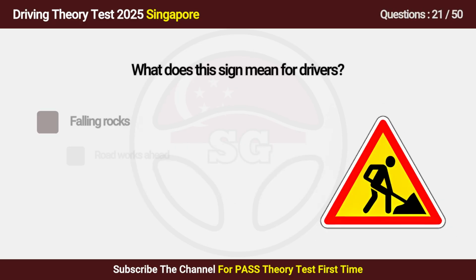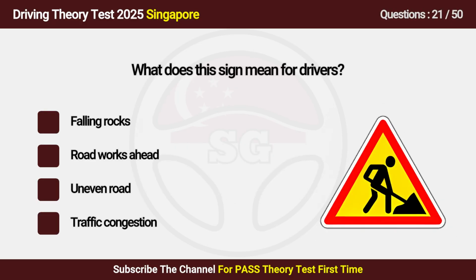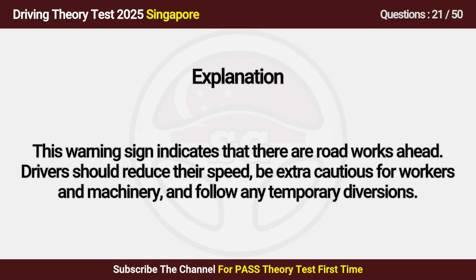Question 21. What does this sign mean for drivers? A. Falling rocks. B. Roadworks ahead. C. Uneven road. D. Traffic congestion. Answer is B. Roadworks ahead. This warning sign indicates that there are roadworks ahead. Drivers should reduce their speed, be extra cautious for workers and machinery, and follow any temporary diversions.